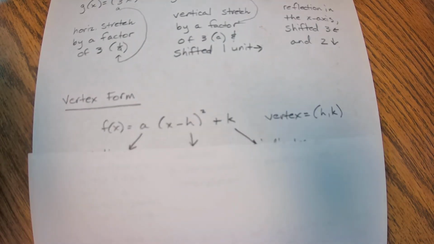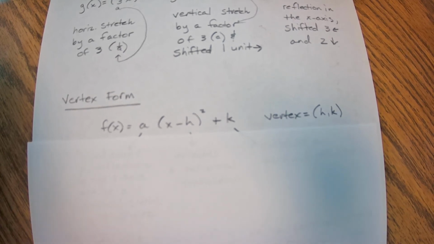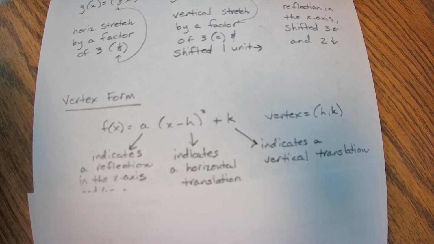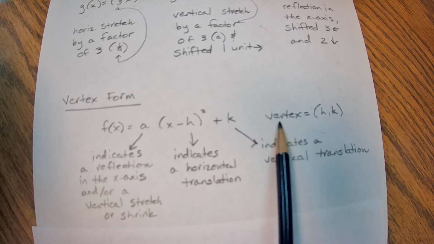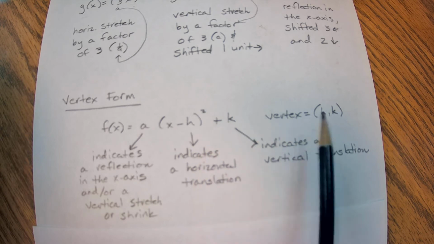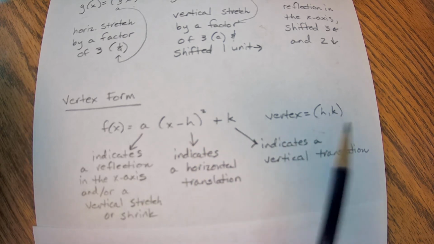And we're going to talk about the vertex form of a quadratic equation, of a quadratic function. This happens to be my personal favorite form of the quadratic function because, well, I'll tell you in a minute. Actually, I'll tell you right now. Because all I have to do is look at this equation, look at this function, and I know where the vertex is, because the vertex is at (h, k).